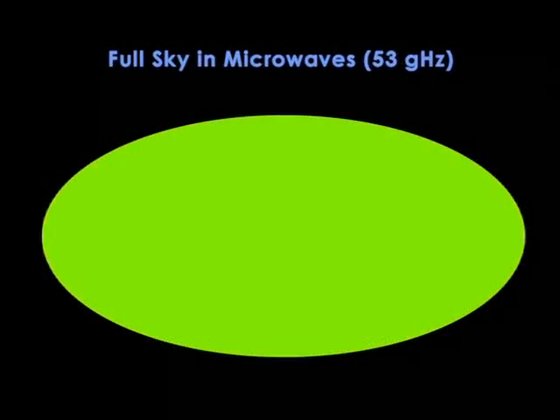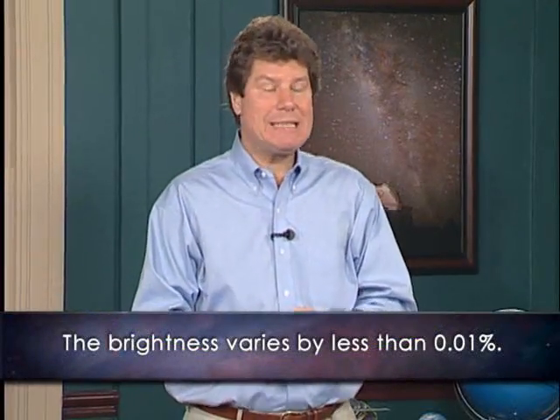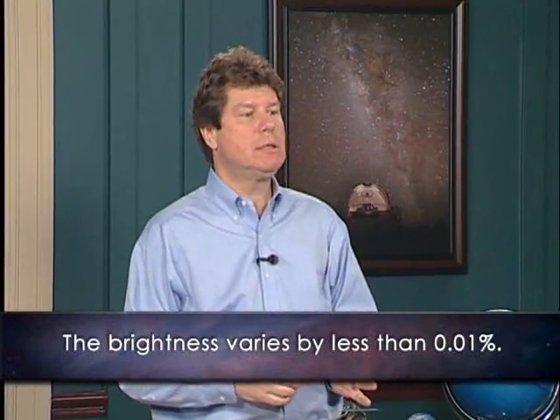All right, one last example. At the greatest distance of all sits the microwave background, something we'll look at in detail in later lectures. Here's an all-sky image of this microwave glow, and it is incredibly uniform. The brightness varies by less than 0.01% from one place to another. That's less than the height of a bacterium on a bowling ball.